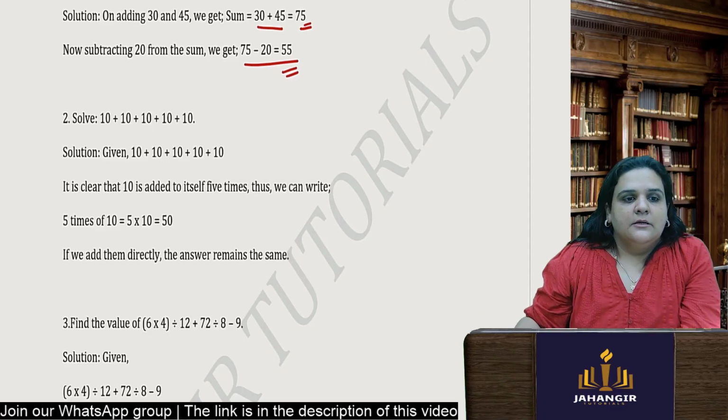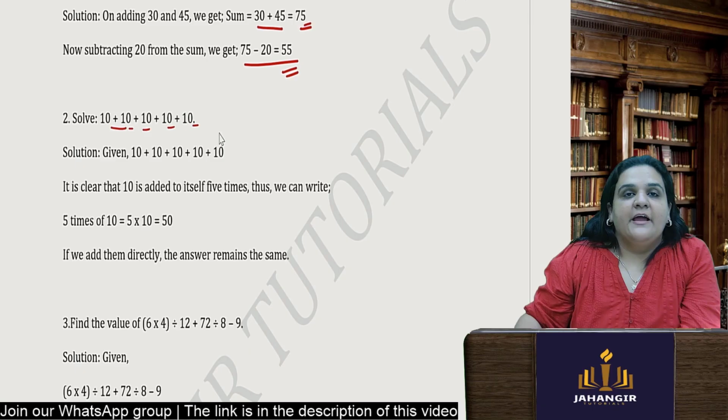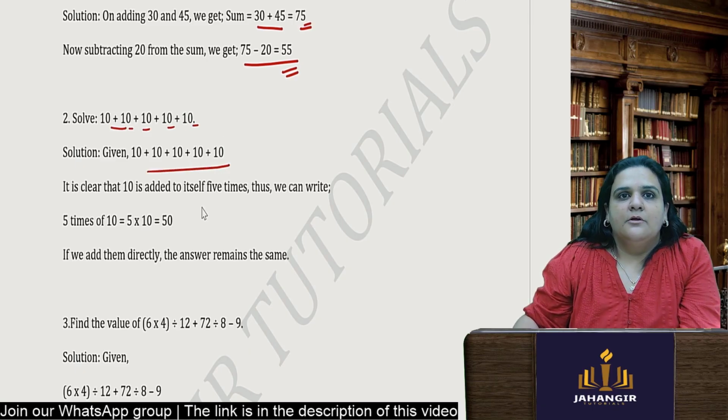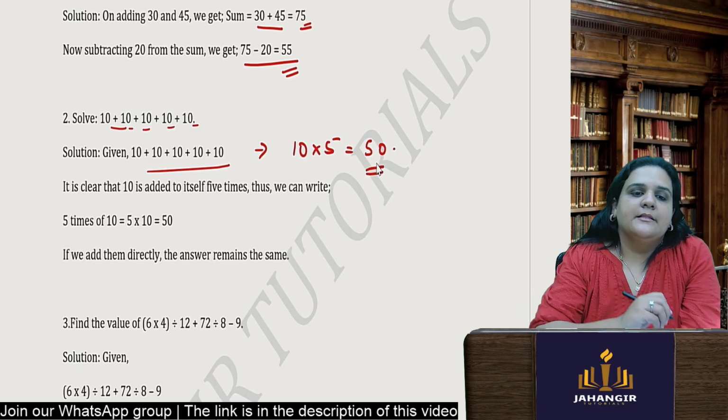Next question. They are telling me 10 plus 10 plus 10 plus 10 plus 10. 5 times they have given me 10. So it is going to be 50. One another short way is that since all the numbers are the same and the number is repeated 5 times, I just multiply. The answer is going to remain the same.